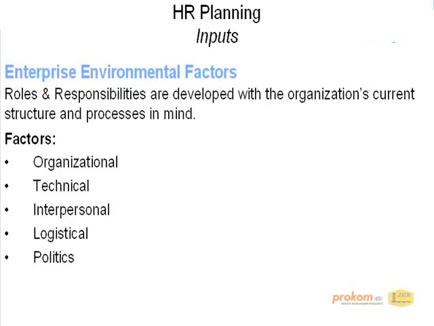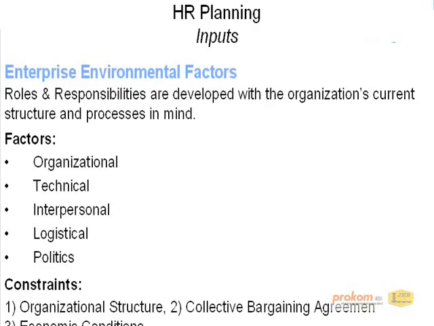The PMBOK guide also lists constraints that should be taken into account, such as the organization structure, such as weak matrix, that is more limiting in terms of project manager authority. Collective bargaining agreements, such as contracts with unions, and economic conditions, such as reduced funding.